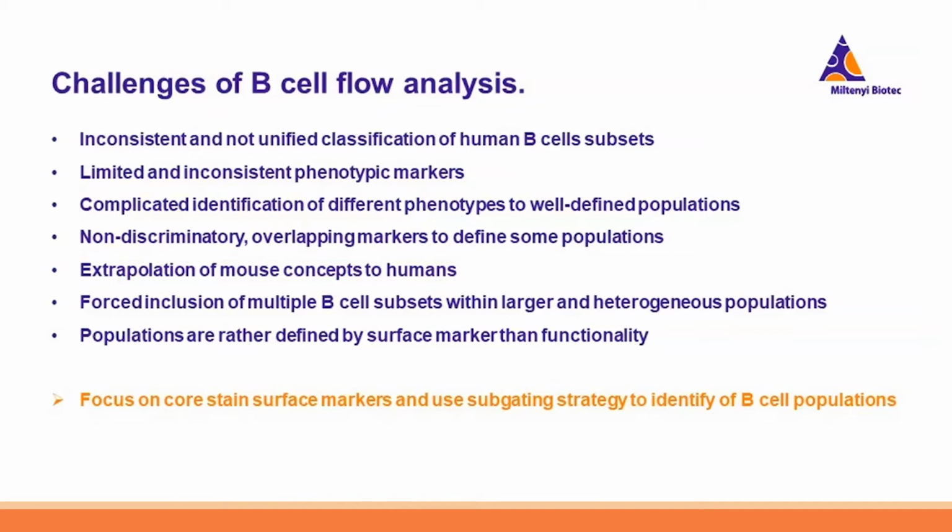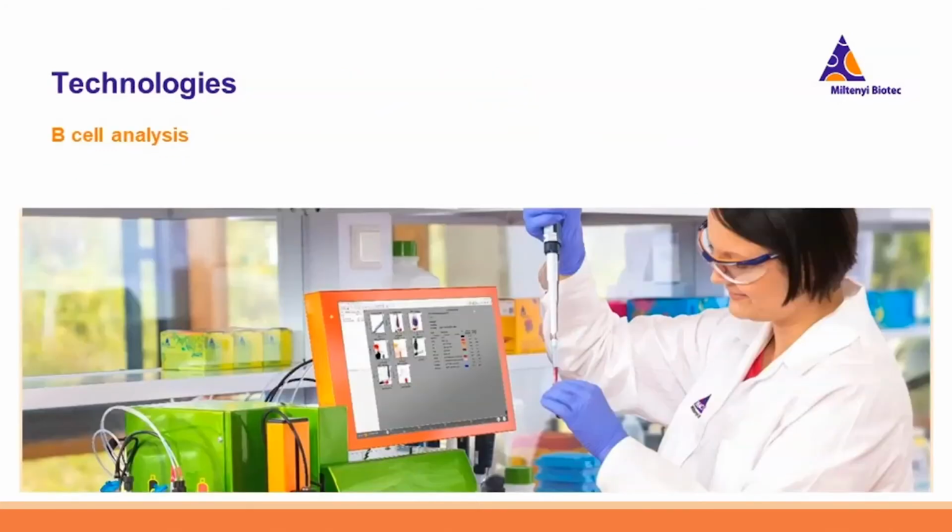So that's why, when you're working with the main subsets and not specific, extraordinary subsets of B cells, we recommend focusing on the core strain markers and using subgating strategies to identify your B cell populations. But this we will explain later in the application part. Now I will hand over to Omi, who's going to talk about the technologies that will help you to do standardized and reproducible B cell analysis.